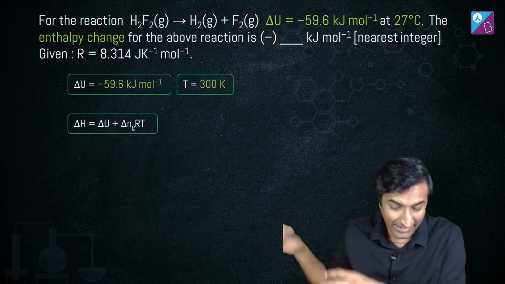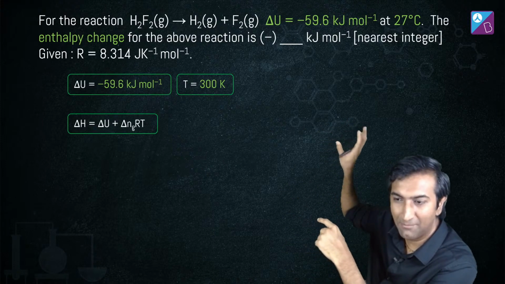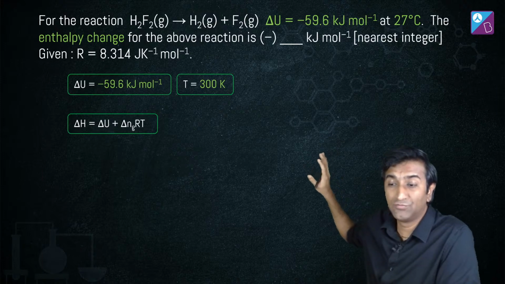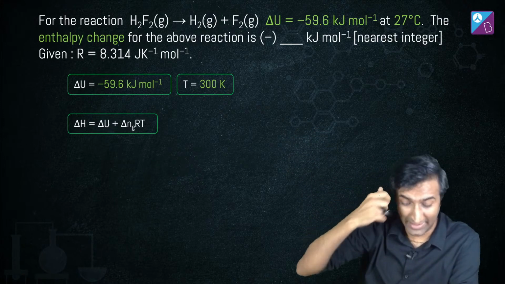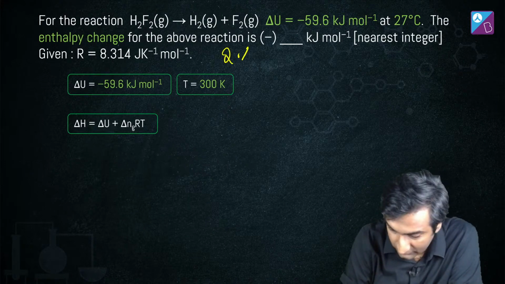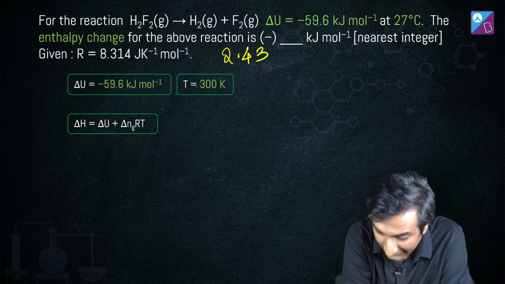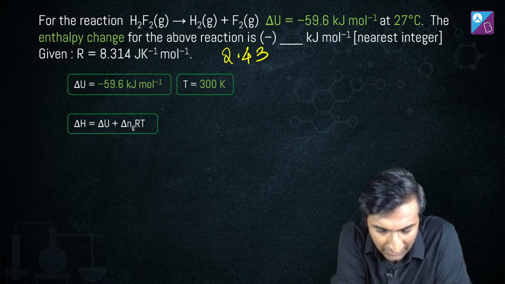Like for example, the starting point is this, right? Delta U is that value right there. Okay, temperature is given to you. And this is the equation you need to use: delta H is equal to delta U plus delta NG/RT. Rec, you give the answer as 2.43. How do you get such a small number, Rec?